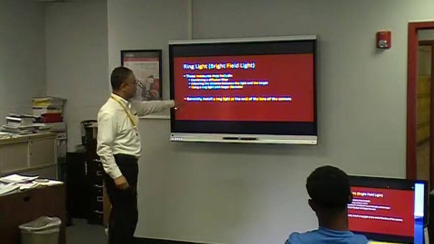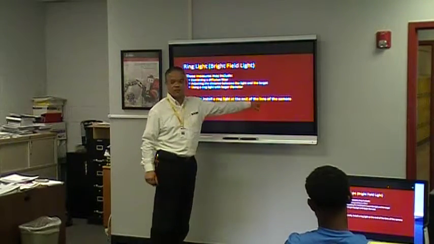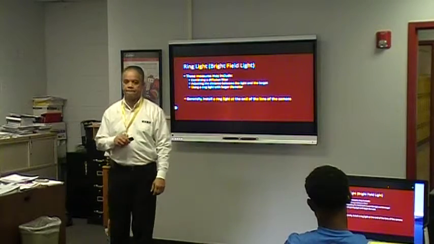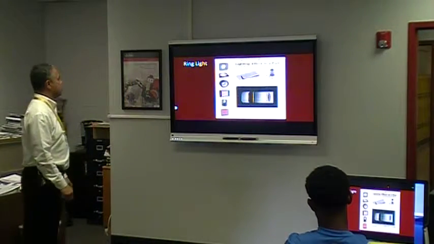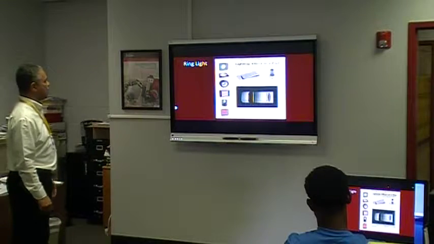Generally, we install the ring light at the end of the lens of the camera. Okay? Here's an example of it looking at a money clip.